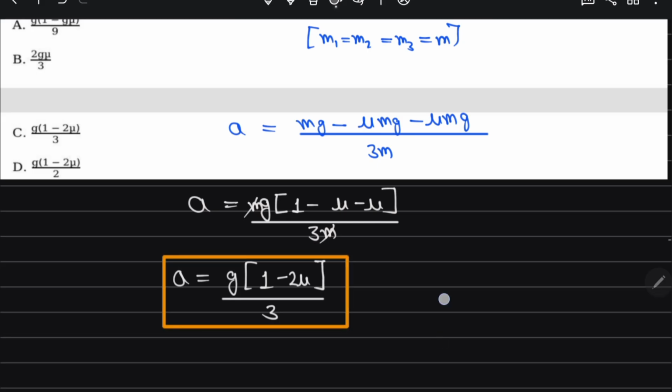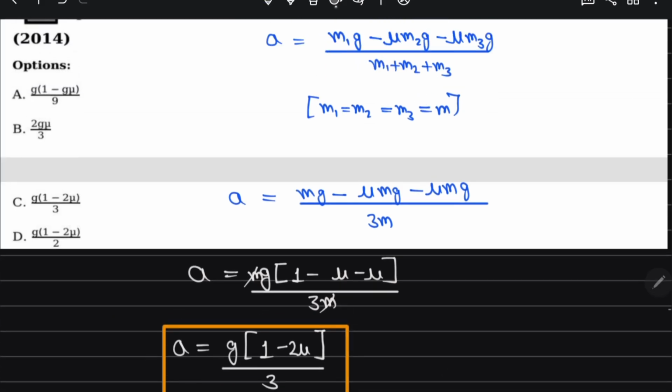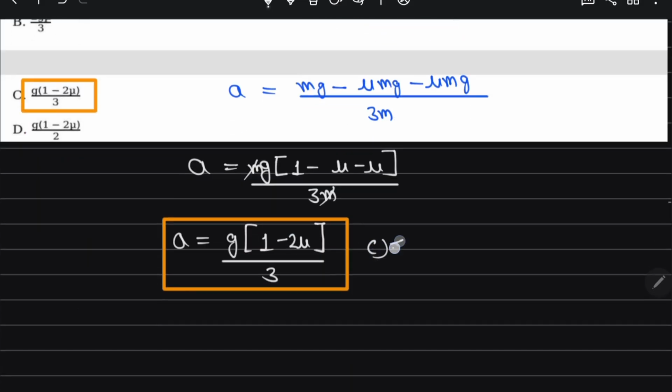This comes out to be... so which option is going to match? G 1 minus 2 mu by 3. So option C is correct. Option C is correct.